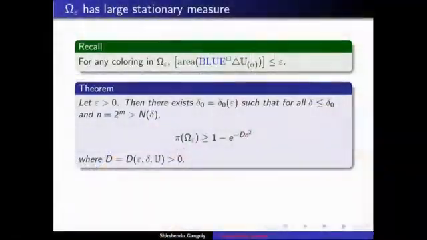Okay, so if I show that the measure of this set is large, then I'm done, right? Because I want to show that the expectation of the area goes to 0. In probability, the expectation of the area goes to 0. It suffices to show that this thing goes to 0 in probability.